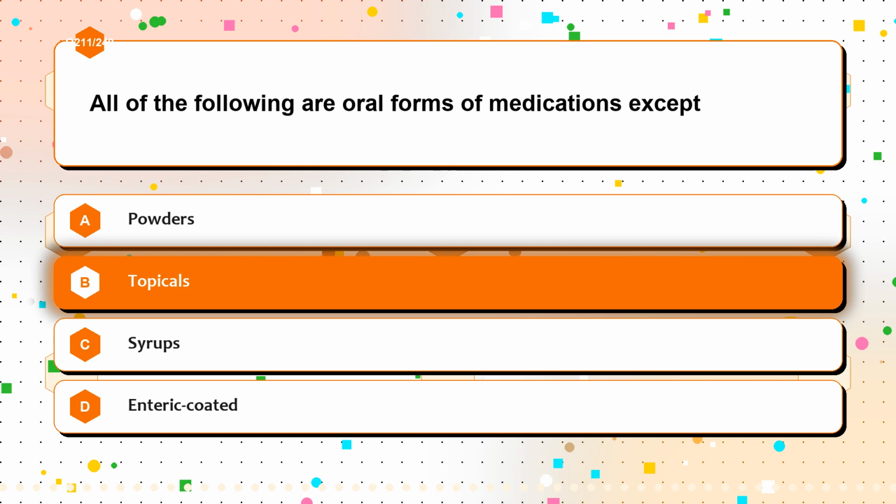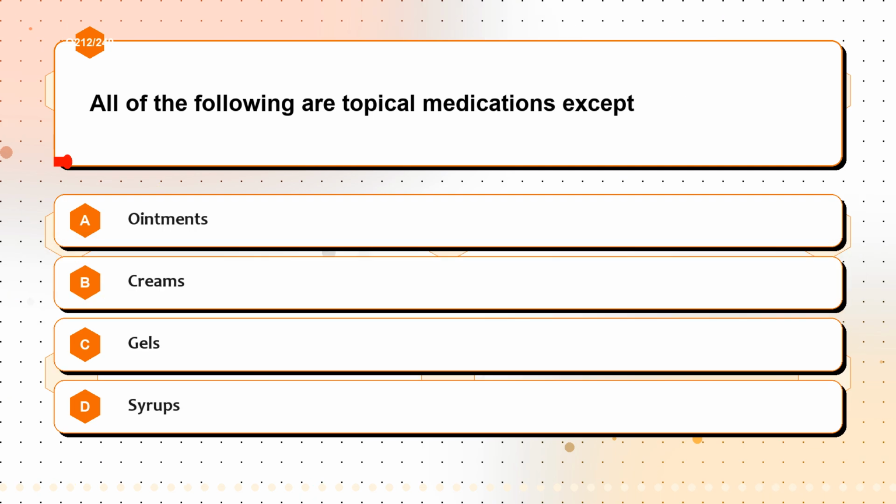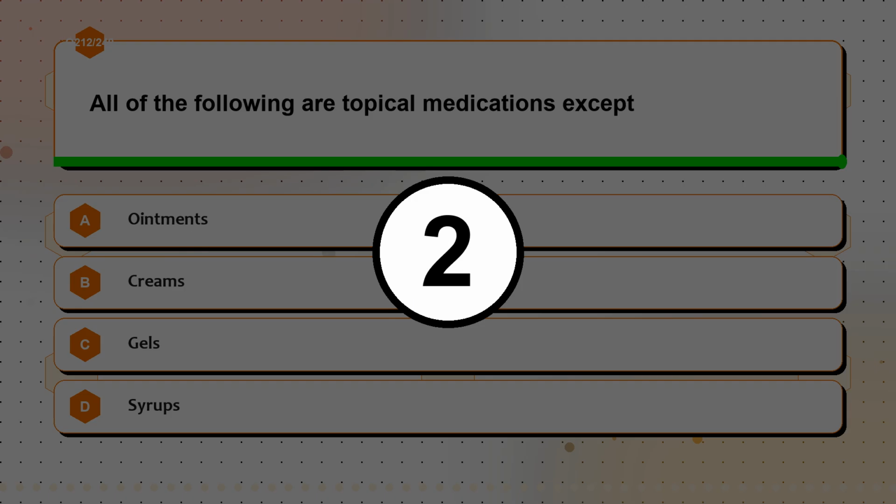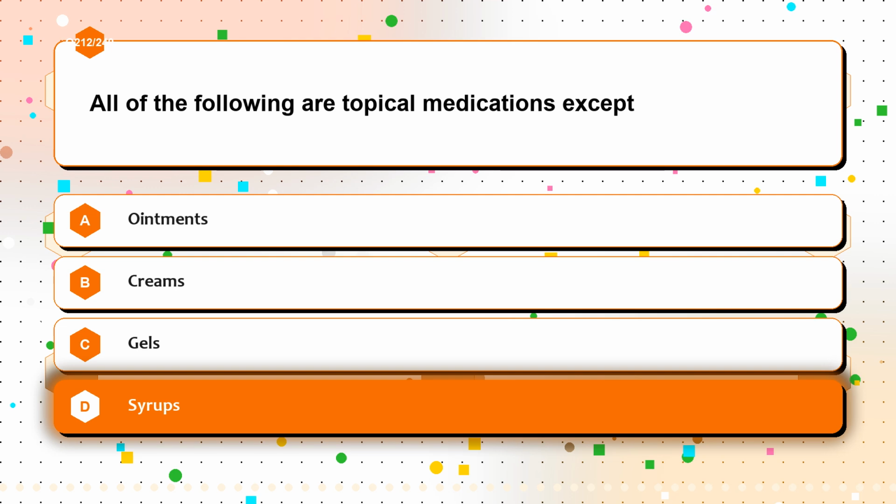The correct answer is option B, topicals. Question 212. All of the following are topical medications except. Here are the options. Option A, ointments. Option B, creams. Option C, gels. Option D, syrups. The correct answer is option D, syrups.